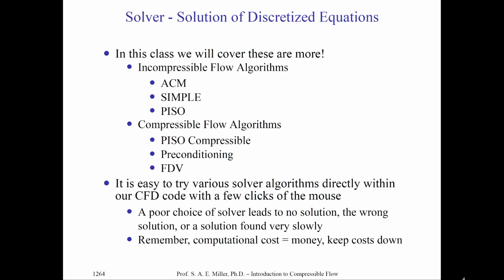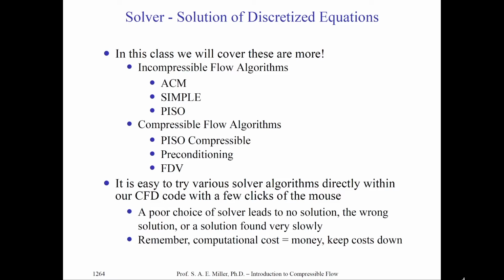But for example, there are three very famous algorithms for incompressible flows called ACM, SIMPLE, and PISO, and these are available in almost all commercial codes like Fluent and Star. There are also a number of compressible flow algorithms like PISO Compressible, which is PISO with compressibility corrections essentially, the preconditioning techniques, and the famous FDV algorithm, which seamlessly handles subsonic and supersonic flows simultaneously in boundary layers and of course wakes and out in the free stream near shocks.